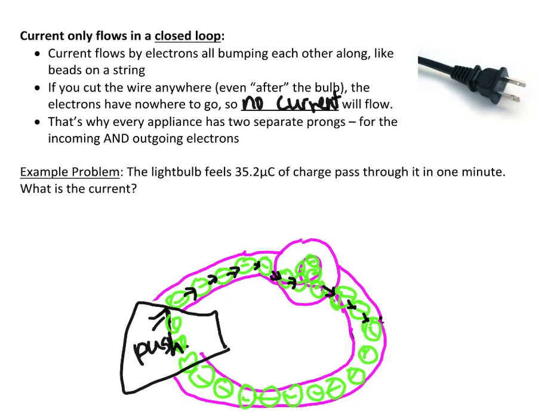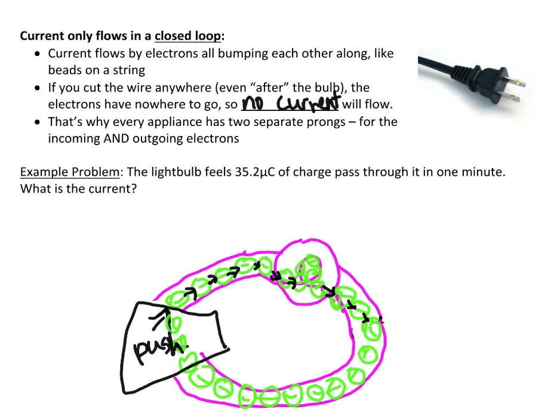You need to have a closed loop in order for the electrons to have somewhere to go for current to actually flow. That's actually why all of your electrical devices have two prongs on them. So when you plug something in, say you plug in your hair dryer, it kind of looks like there's just one wire going to the wall, right? But there's not. There's actually two.